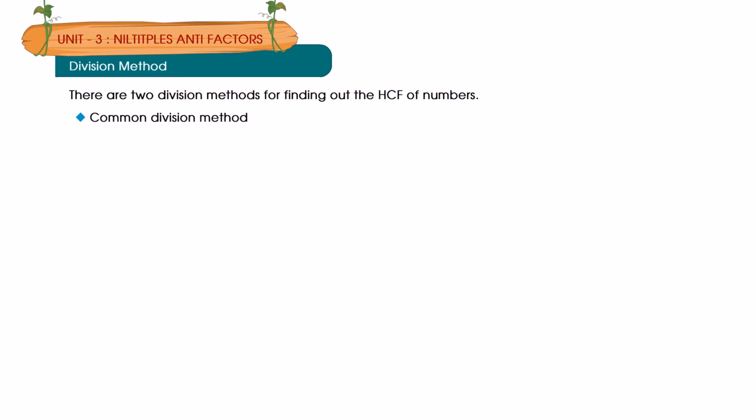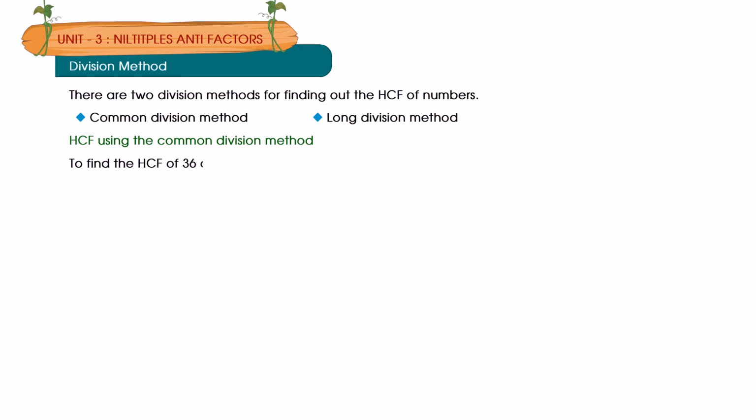Division method. There are two division methods for finding out the highest common factor of numbers. Common division method, long division method. Highest common factor using the common division method. To find the highest common factor of 36 and 48 using the common division method, follow the steps shown below.